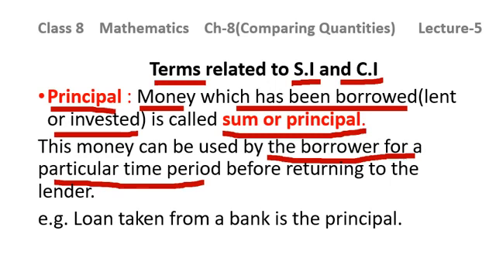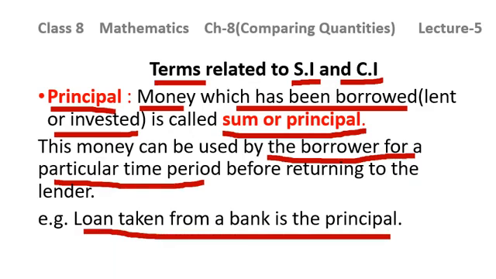For example, a loan taken from a bank is the principal, and obviously you all know, you can consult your parents also. Whenever a loan is being taken, that is always taken for a particular time period and for a particular rate of interest. These are the terms which I will be discussing in the further slides. So the loan taken from a bank is the principal. Right now I am concerned about principal here. So the money which has been borrowed, lent or invested is called sum or the principal. This money can be used by the borrower for a particular time period before returning to the lender.